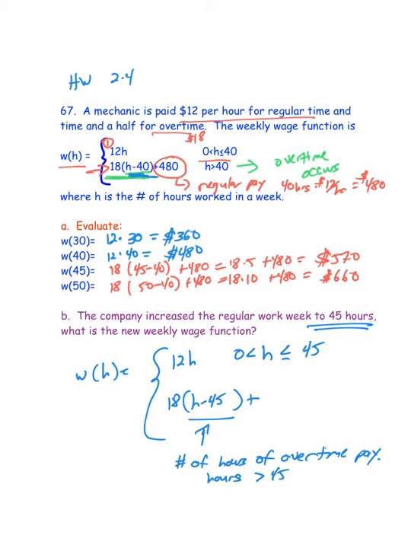All right, so the regular pay for a full work week, so I'm going to put down here regular pay for a 45-hour work week. For 45 hours, it is going to be 45 times 12, and 45 times 12 is $540. So that's what we're going to add to this function. And this function is valid as long as H is greater than 45.